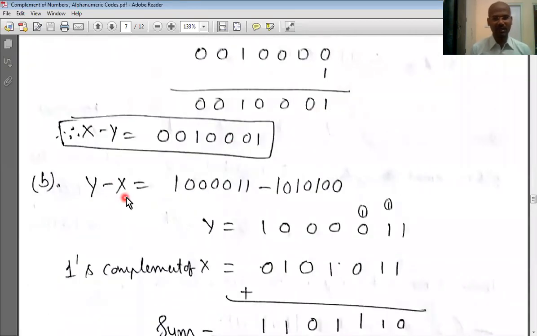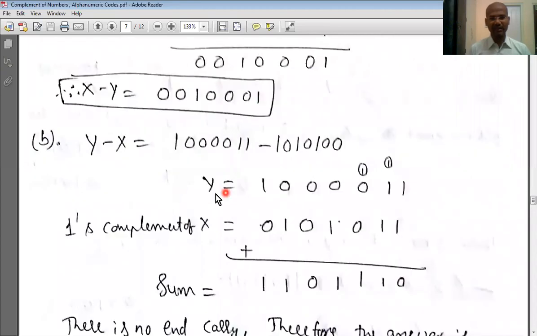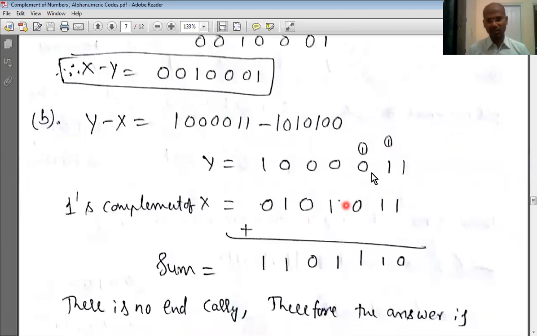Now let's do this y minus x also. Y minus x equals, this is our y and this is our x. Write y directly, this is our y, 1000011, and for x, we should not write x directly but the ones complement of x. So this 1 becomes 0, this 0 becomes 1, this 1 becomes 0, this 0 becomes 1, and this 1 becomes 0. These 2 zeros become these 2 ones. So now add these two, y and the ones complement of x.